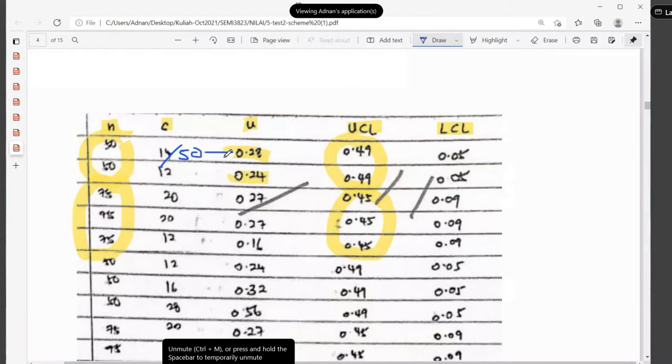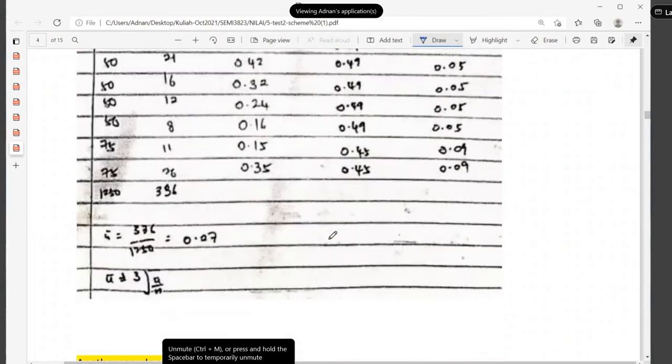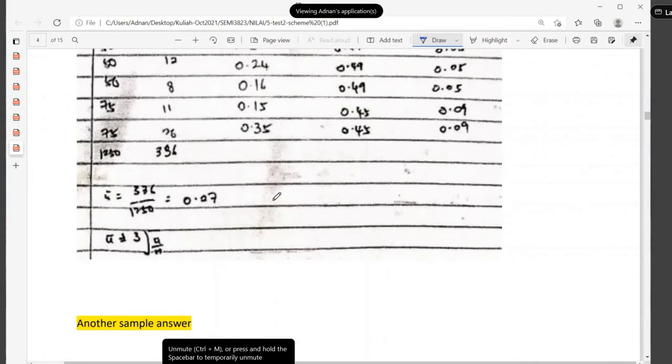Okay, this is what you get. This divided by 50, this is what you get. This is divided by 75. Okay, so after that, the rest is the same. Of course, you need to get the central line. U bar is basically the summation of all the C divided by the summation of n. And you need to get, as usual, the upper control limit and lower control limit.